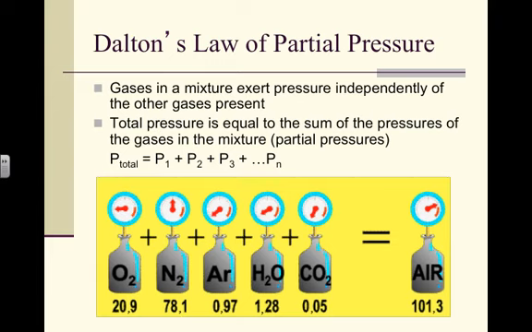One other thing we want to talk about is partial pressures. If you have a mixture of gases, they all have their own pressure, and their pressure is independent of the other gases in the mix. What we find is that the total pressure is the sum of the partial pressures of each of the gases in the mix. So P total, which represents the total pressure, is the sum of the partial pressures of all the components in the mix of gases. In the figure on the bottom, you can see that oxygen, nitrogen, argon, water, and carbon dioxide are the primary gases in our air, and these are roughly their pressures in kilopascals, and it adds up to 101.3.